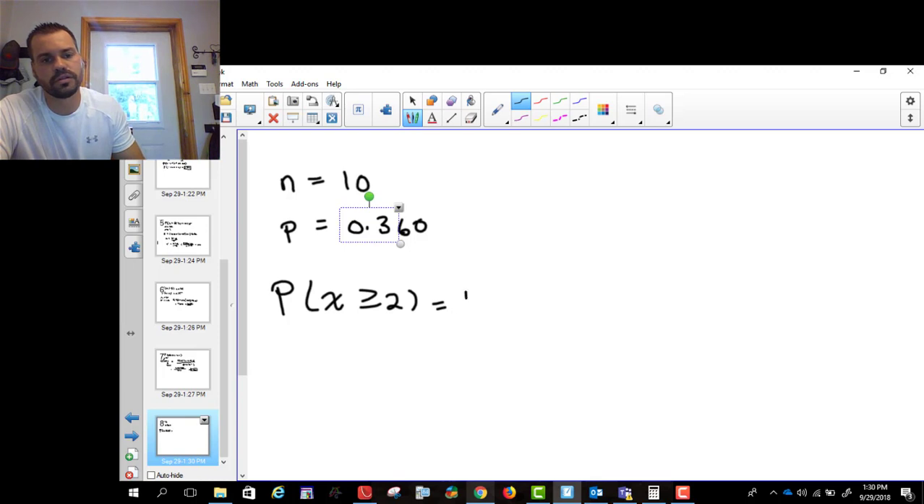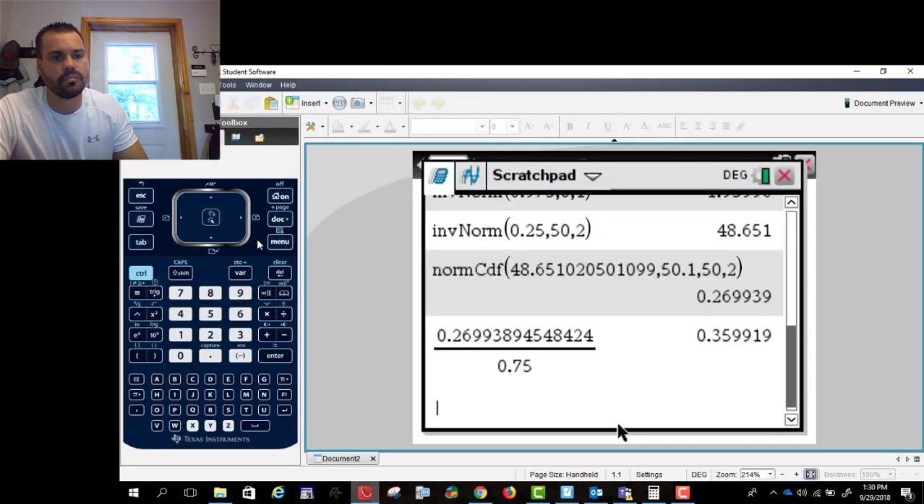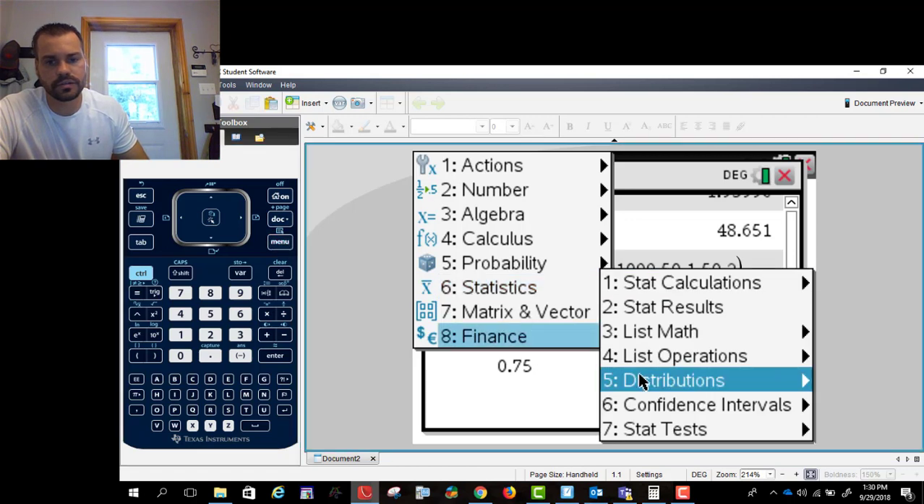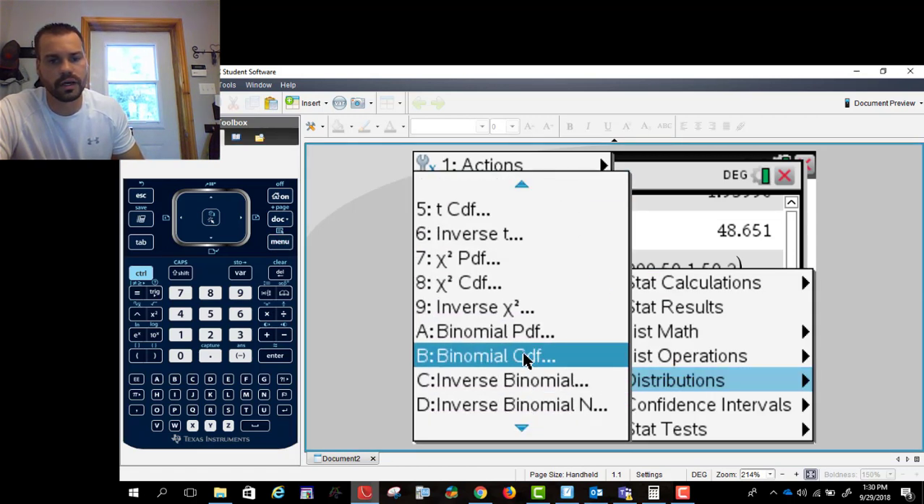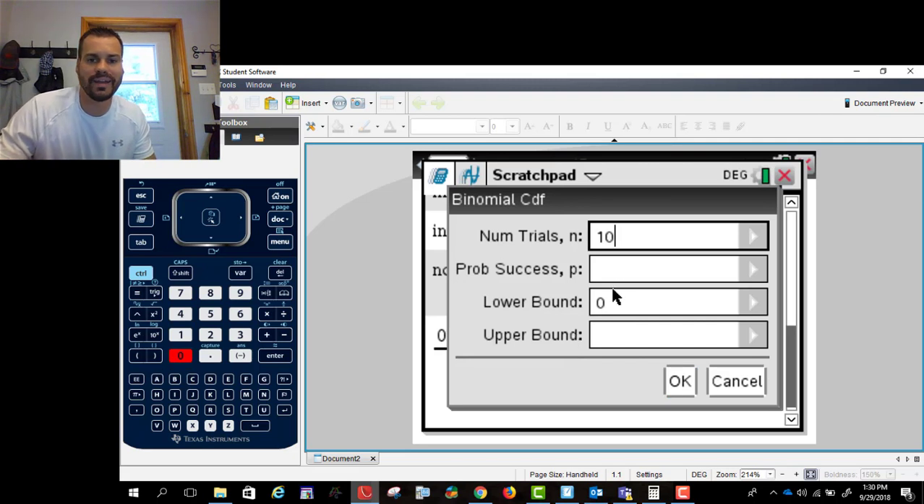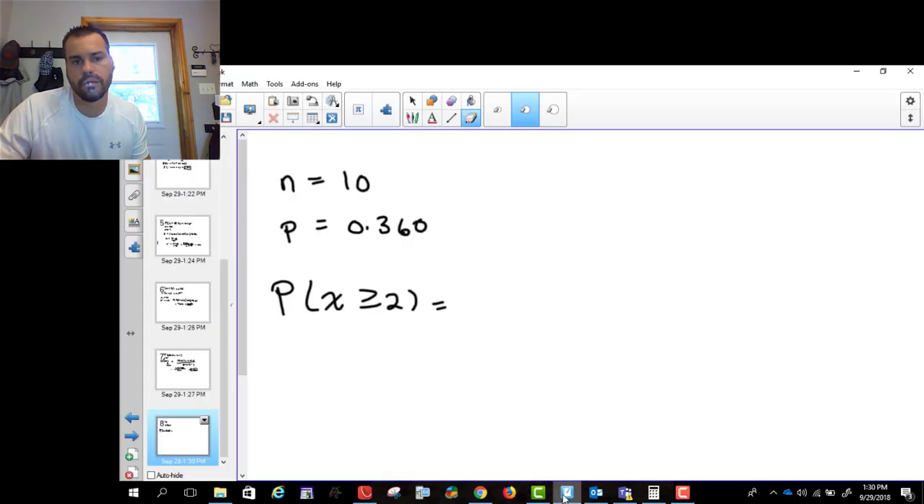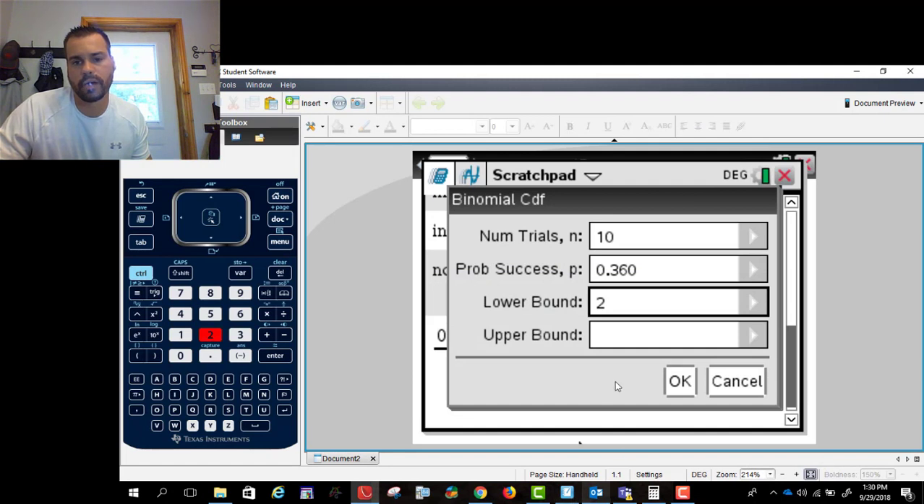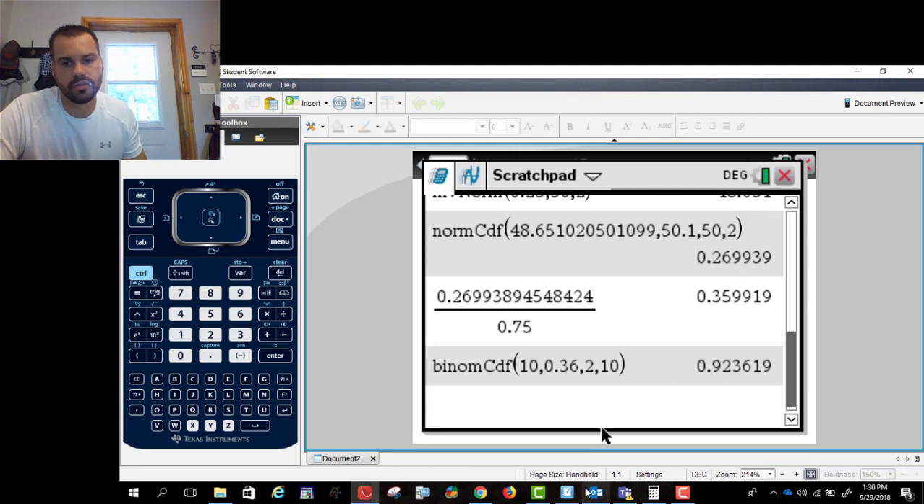So we're going to do a binomial CDF. I'm not going to write this out because you can see it on my calculator. So we'll just do it here. We go to menu, statistics, distributions, and down to the binomial CDF. The number of trials is 10, the probability of success is 0.360. Our lower bound is 2, and our upper bound is 10. And it gives us 0.924.